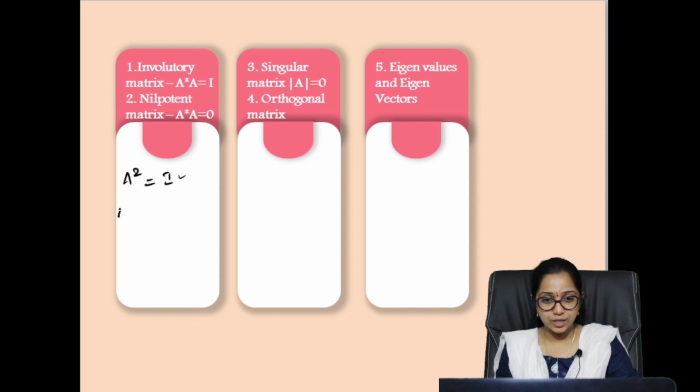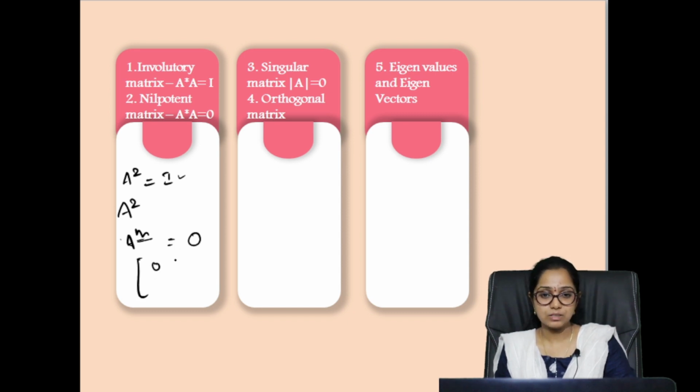Next, what is a nilpotent matrix? In a similar way, if you multiply the same matrix, it can be A square or A power m, and this m is called the index. At whichever index the entire multiplication results in a zero matrix, that is, all the elements of the matrix are 0, for example a 2 by 2 matrix in this way, or if this is the result after a few multiplications, maybe a square or a cube, then it is called a nilpotent matrix. We will be discussing examples of all these in a later class.